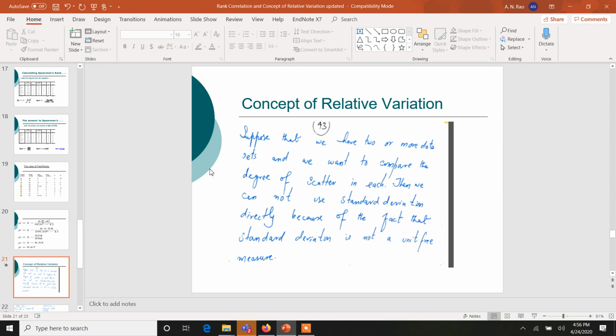Now we start the next topic for today, which is the concept of relative variation. Okay.